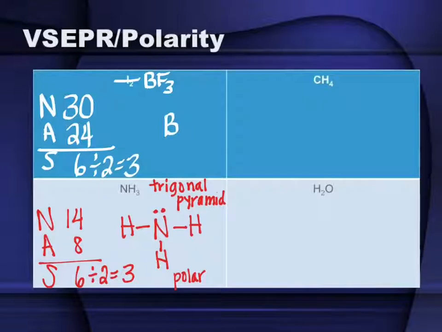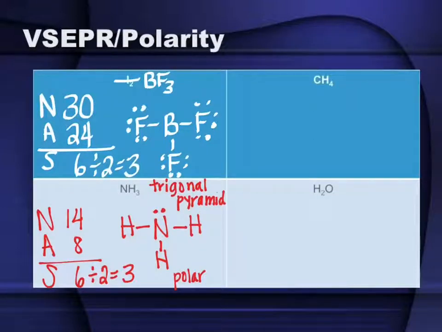Boron in the middle. Fluorine, fluorine, fluorine. Put in your 3 bonds: 1, 2, 3. Now we finish out the octets on fluorine. So we've used 6, 7, 8, up to 24. I have no electrons left over. I've used all 24. Boron has its 6. Each fluorine has its 8.